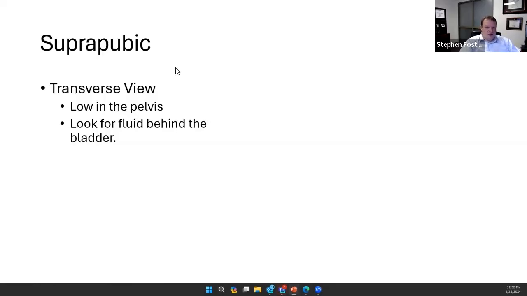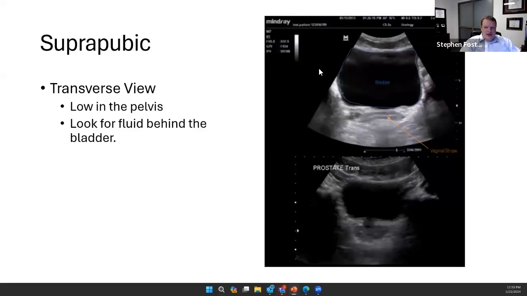Next, you're going to have the suprapubic scan. This is going to look transverse, low in the pelvis, looking for fluid behind the bladder. And so it's going to look like this. You're going to go to the pubic bone, put the probe right on top of it, and shine back underneath it. And you're going to see this cross section right here. Bladder's right here. In a female patient, you're also going to see the uterus, depending on their status.